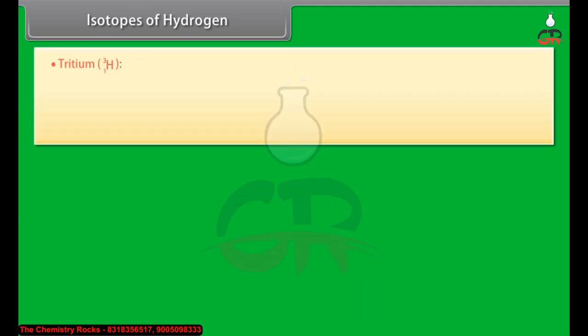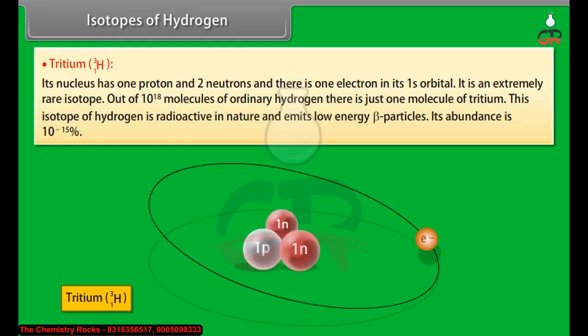Its abundance is 0.0156%. Tritium. Its nucleus has 1 proton and 2 neutrons and there is 1 electron in its 1s orbital. It is an extremely rare isotope. Out of 10^18 molecules of ordinary hydrogen, there is just 1 molecule of tritium. This isotope of hydrogen is radioactive in nature and emits low-energy beta particles. Its abundance is 10^-15%.